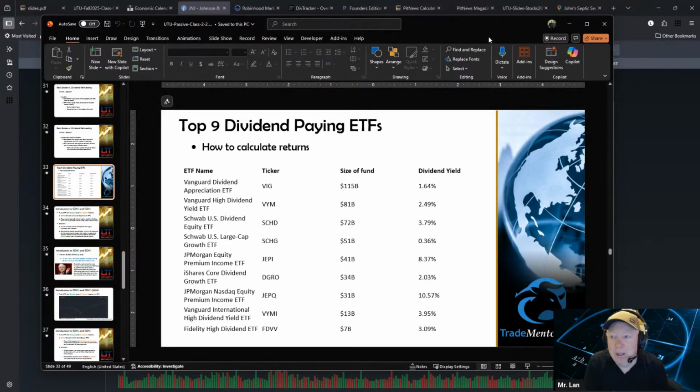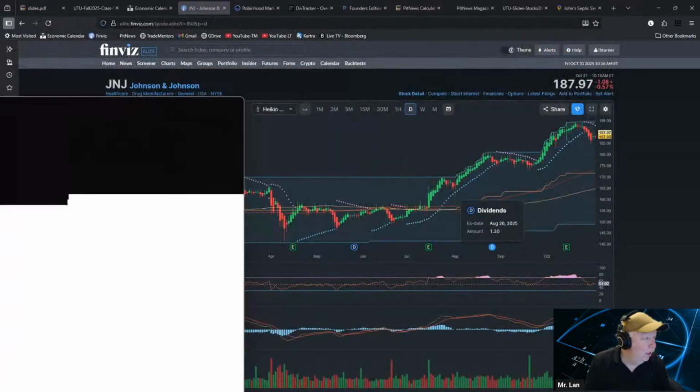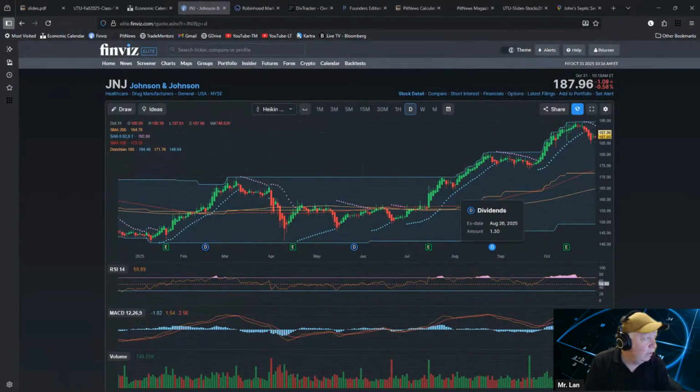All right. So now let's go back over, and we're going to pull some of these up and look at them. Now notice that this is $1.30 per share, but the share price to buy it was $150. If you want to buy into it right now, it's $187. So let's just do the math on this one, Johnson & Johnson, real fast.